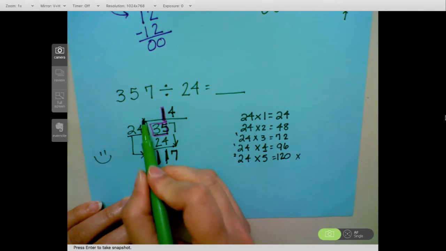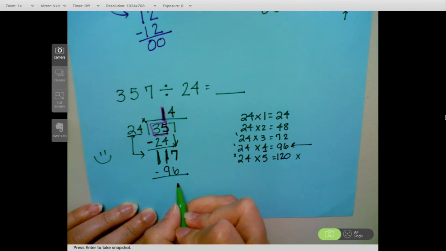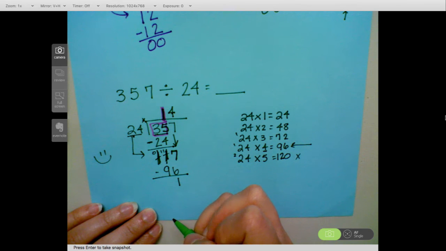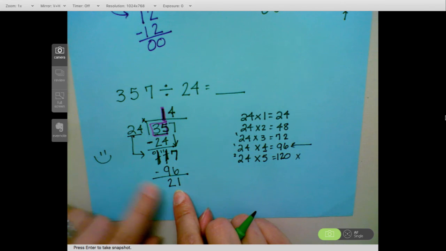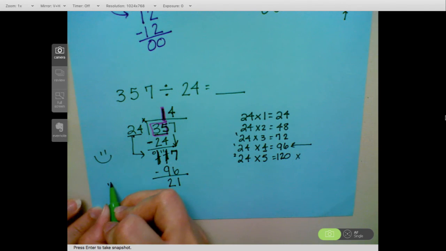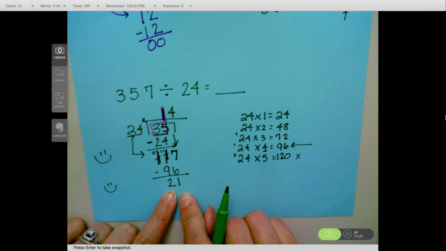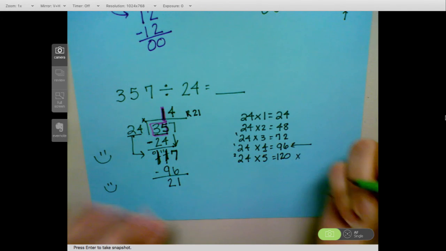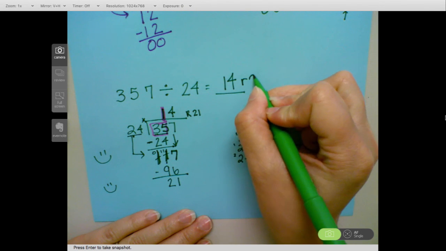Okay, 4 times 24. Let's look at that work. We said it's 96. I'm going to take that out. So you have 1 left. Oh, can't do that. So 11 minus 9. That's going to be 2. Okay, let's check. Is my leftover less than my divisor? It is. 21 is less than 24, so I know I did that right. That 4 was okay. I couldn't have taken 5 because there wasn't enough to take another set of 24. We're going to pause right there and just do our remainder. We have a remainder of 21. So 357 divided by 24 is 14, with a remainder of 21.